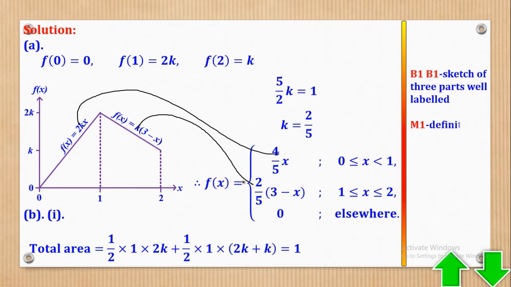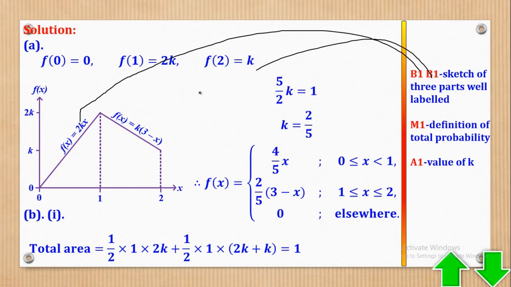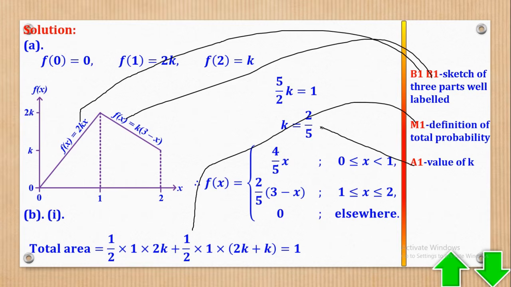Now let's see how marks can be awarded for part A and part B, Roman 1. B1 for the first part of the graph, B1 for the second part of the graph, M1 for the correct definition, A1 for the value of k.